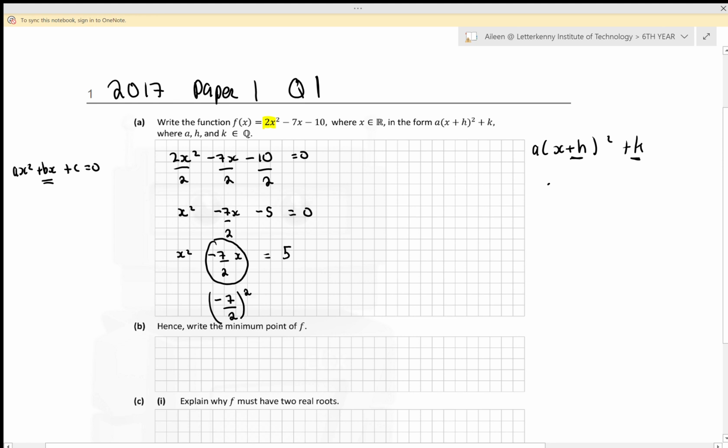So we remove bx completely, i.e. remove minus 7 over 2 x completely, and replace it with the square of that x coefficient, minus 7 over 2, squared. To balance your equation, you have to add it on both sides. This gives us x squared plus (minus 7 over 2) squared, leaving it in squared form, which is equal to 5 plus (minus 7 over 2) squared.